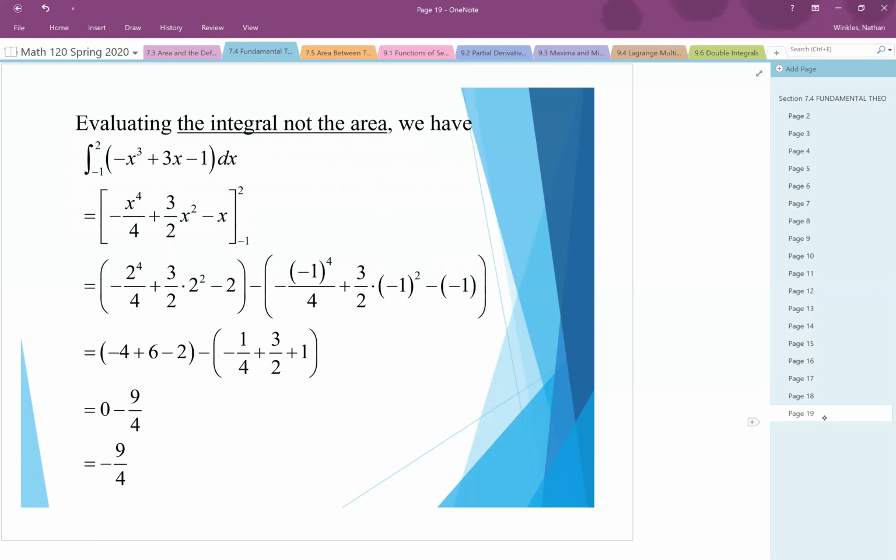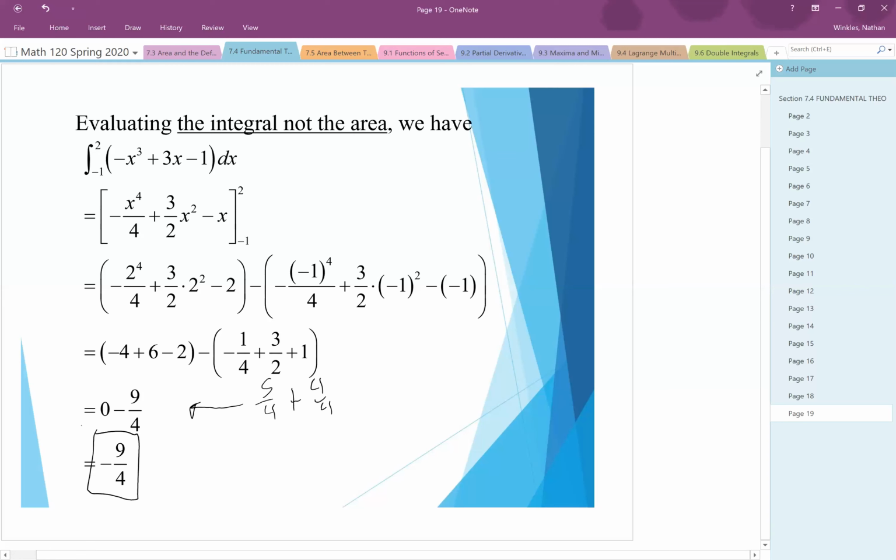And then minus 2. Negative 1 to the fourth is 1, and the negative out front gives us negative 1/4. Negative 1 squared is 1, so that's just times 3 halves. And then negative 1 is positive 1. Distributing that negative through there, negative 4 plus 6 minus 2 is 0. So then you end up with negative 1/4 plus 3 halves plus 1. So you would have ended up with 5 over 4 plus 4 over 4, which gives us 9 over 4. The negative out front gives us 0 minus 9 over 4.